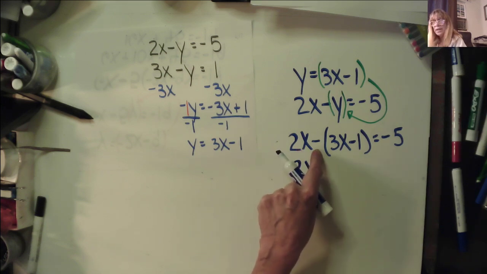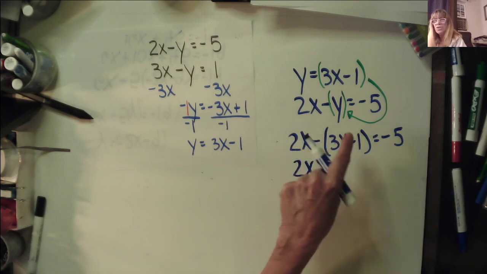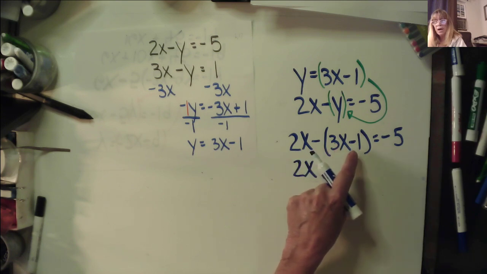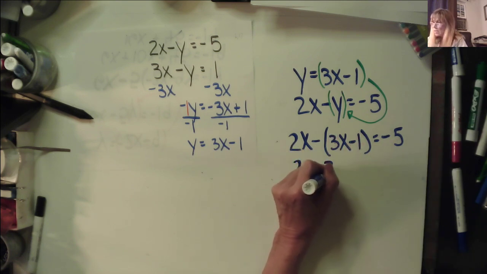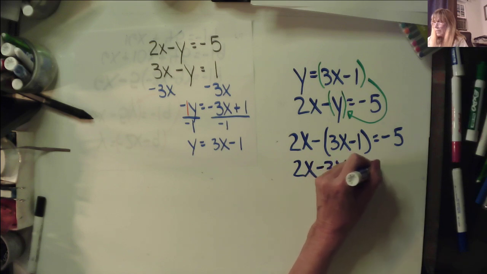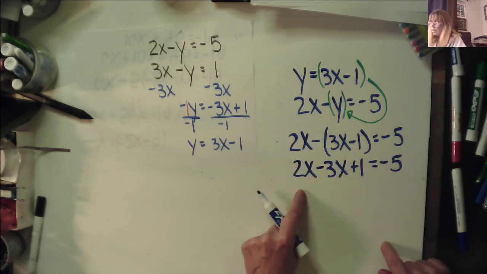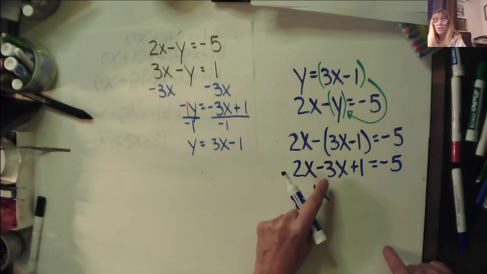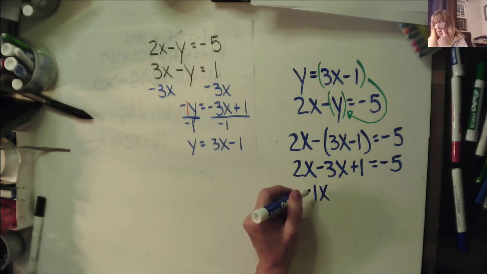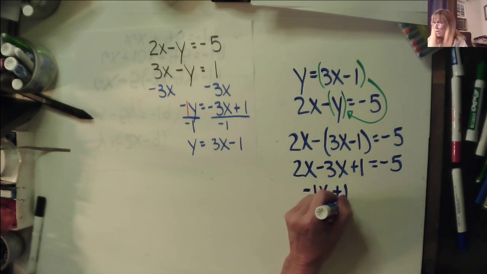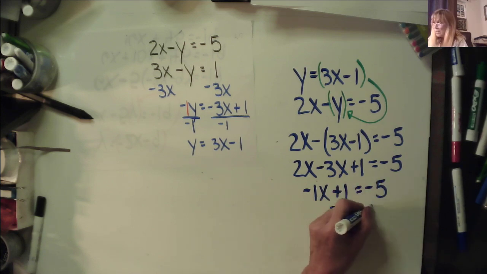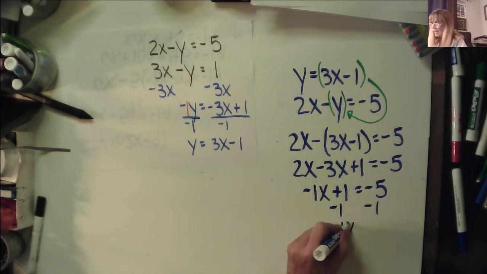Now remember, there's a negative 1 here, so you could think of it as you're distributing a negative 1 to everything. Or you could think of it as, I want the opposite of everything that's in there. So it's a negative 3x and a positive 1 equals negative 5. I'm going to collect these together. 3 minus 2 is 1x, but the 3's absolute value is bigger, so it's going to be a negative 3. Plus 1 equals negative 5. Okay, subtract 1 from both sides. Negative 1x equals negative 6.